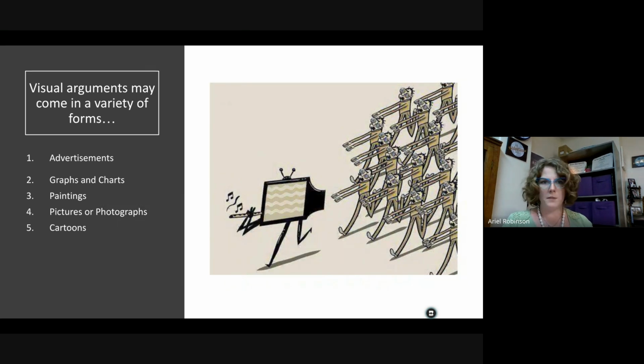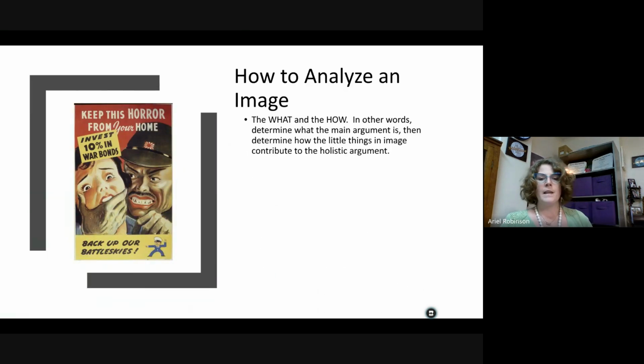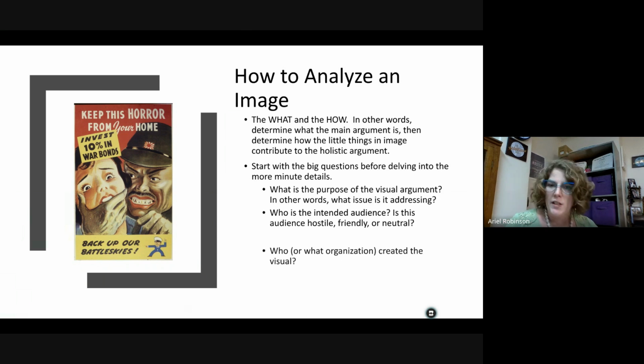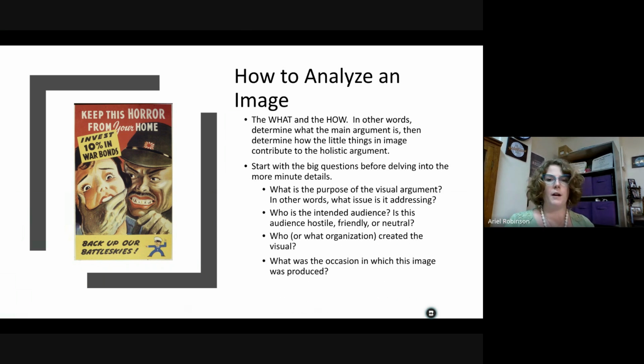So, visual arguments and multimodal arguments come in a lot of different forms. We've got advertisements, graphs, charts, paintings, pictures, photographs, cartoons, and then you also have things like the Super Bowl, which was a moving rhetorical piece as well. So when you're analyzing images, gestures, whatever, you want to think about what and how. In other words, what the main argument is, how it's broken up into compositional aspects, right?